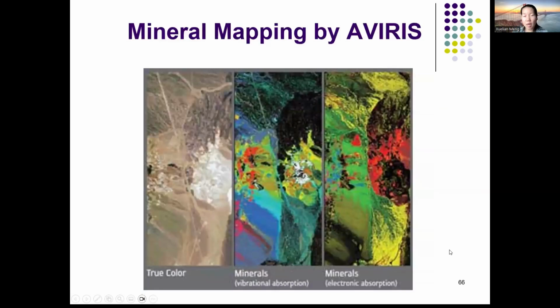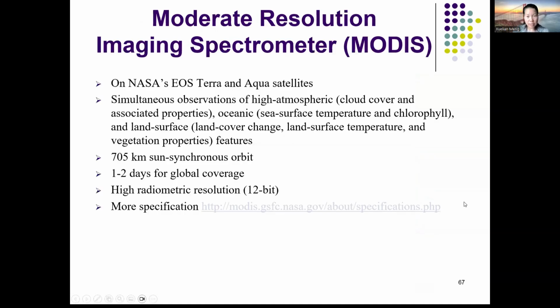So this is an application of the AVIRIS data set for mineral studies. Typically we use hyperspectral data sets for things like vegetation individual species classification and further mineral description, which is typically challenging for multispectral data sets. And next is MODIS.